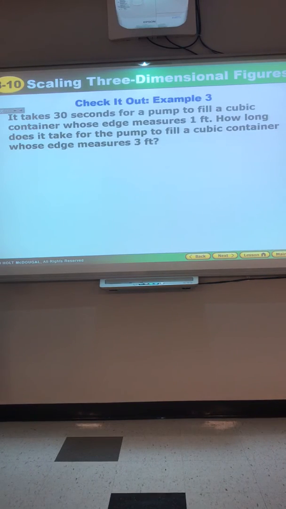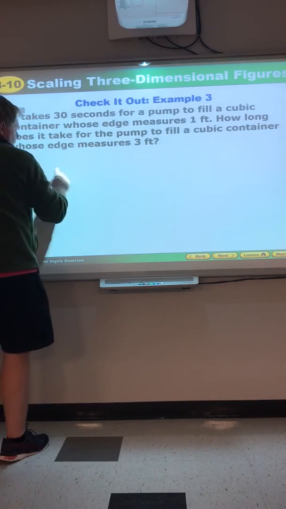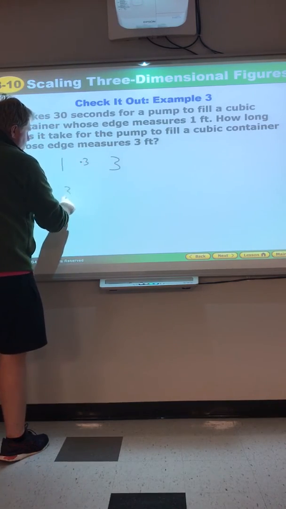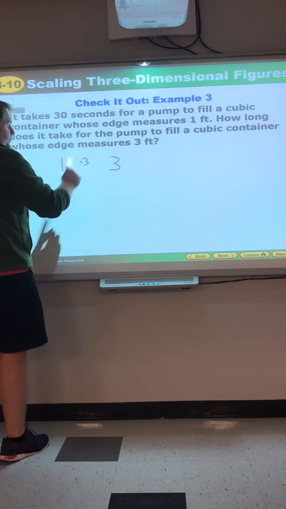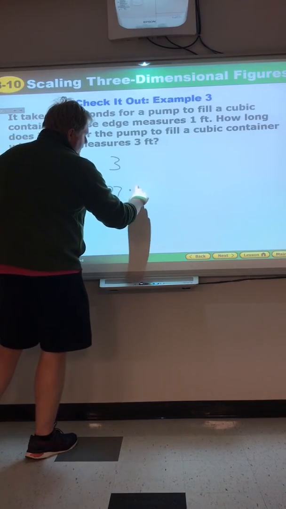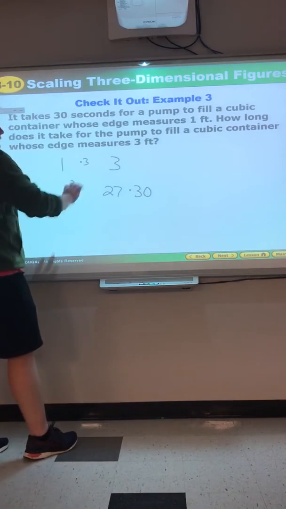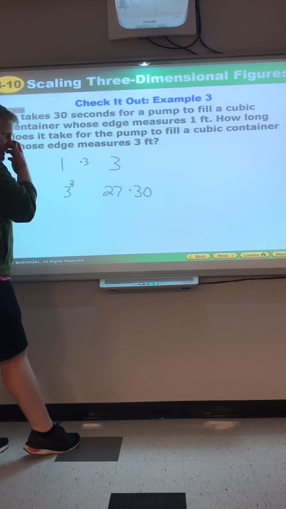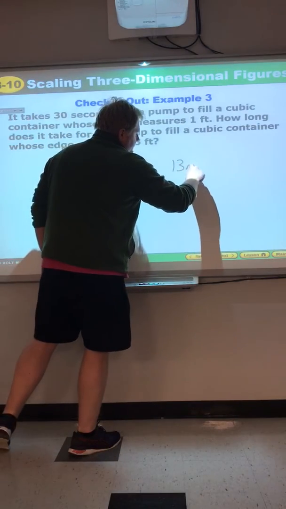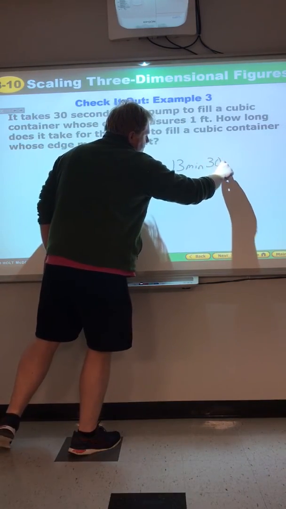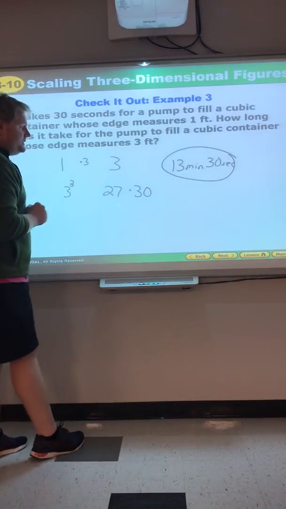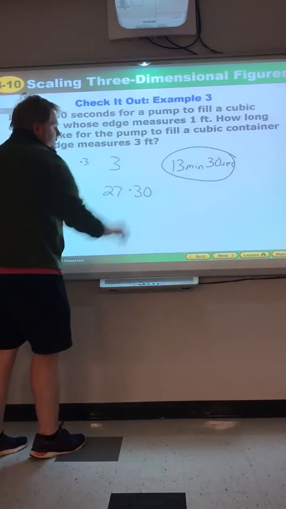So 30 seconds to fill a 1 by 1. Now, 1 goes to 3. That was a times 3 scale factor. 3 cubed, since it's volume. That's 27. If you take 27 times 30, well, you're going to get a very large number. But I know 13 minutes and 30 seconds will be my answer because I divided by 2 since every one was a half. That's 13, and then the 30 seconds.